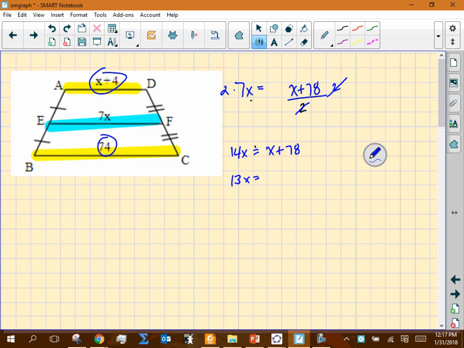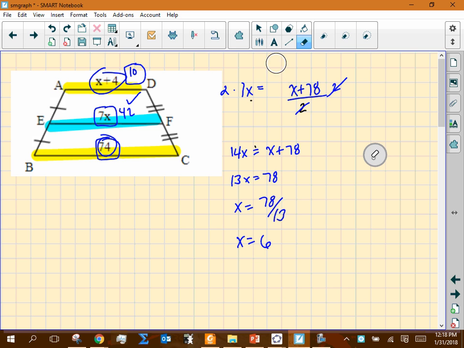Subtract x from both sides. Now, how many times does 13 go into 78? Does it go in evenly? No. 78 over 13. Wait, yes. 6 times. So x ends up being 6. So if x is 6, what's 7 times 6? 42. What is this going to be if x is 6? 10. What's 10 plus 74? 84. What's half of 84? 42. So that's the check.